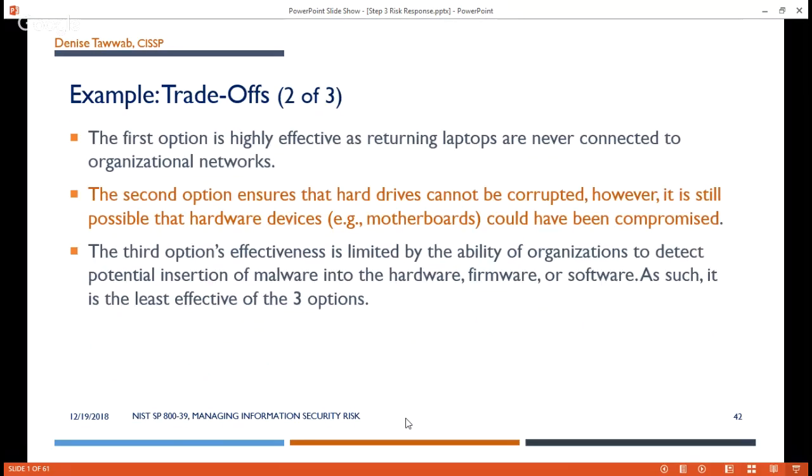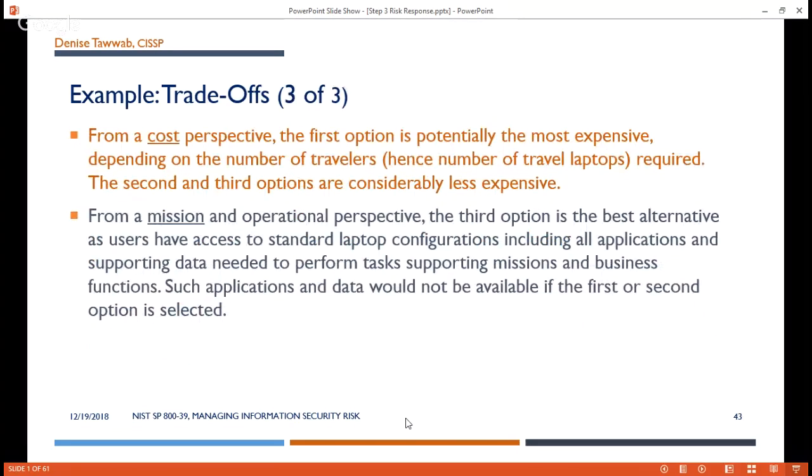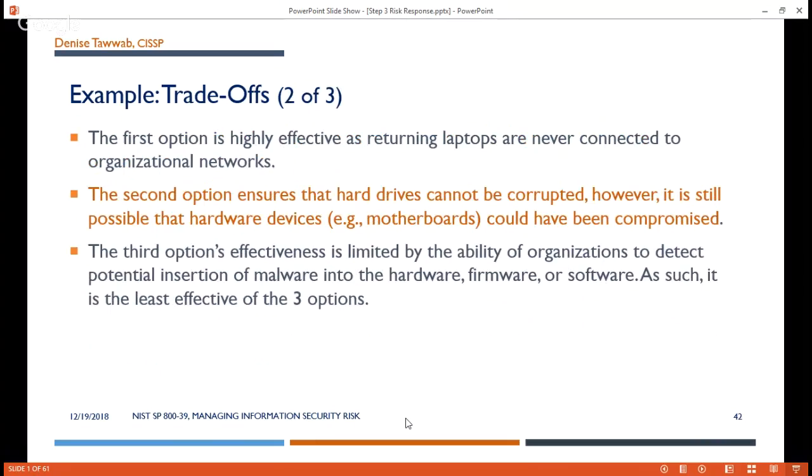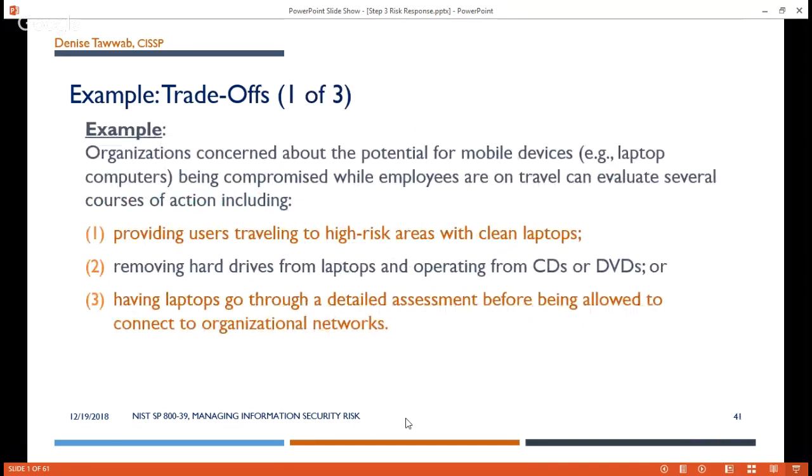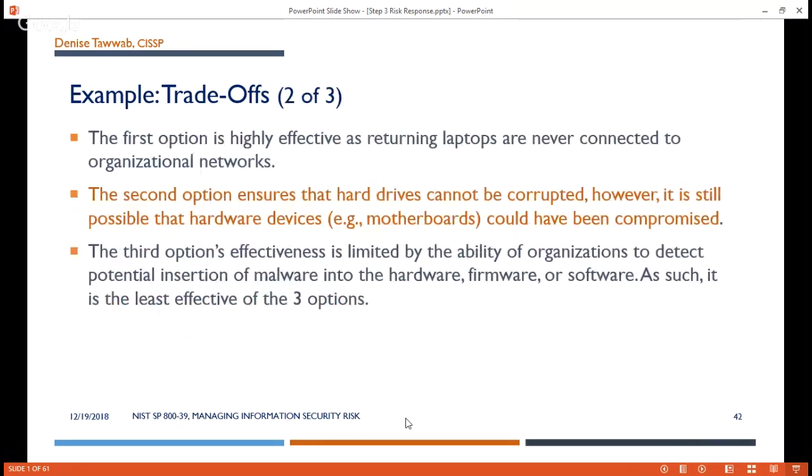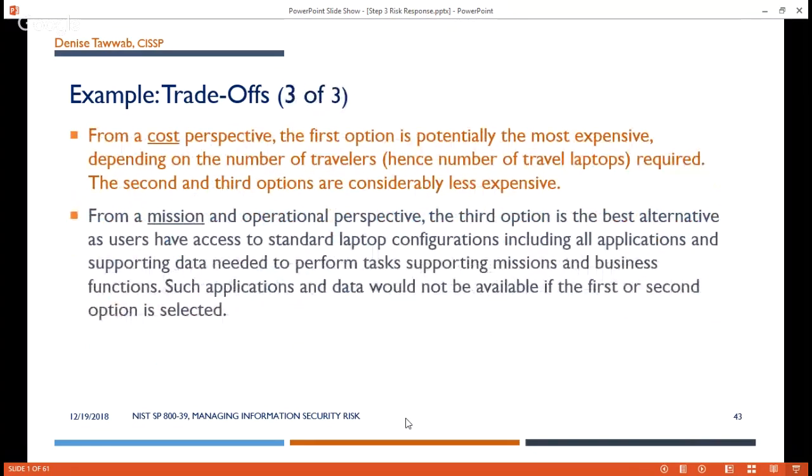From a cost perspective, the first option is providing clean laptops to users traveling to high-risk areas. The first option is potentially the most expensive, depending on the number of travelers, hence the number of travel laptops required. The second and third options are considerably less expensive.